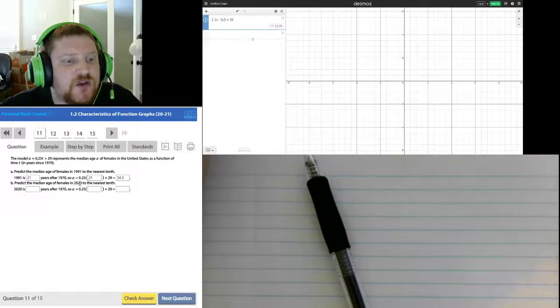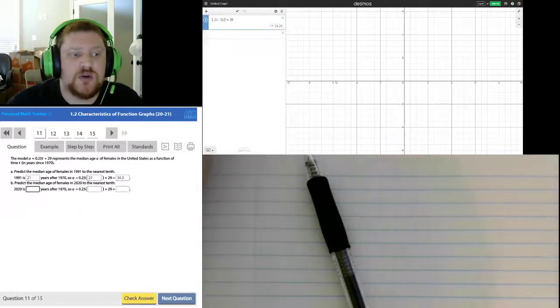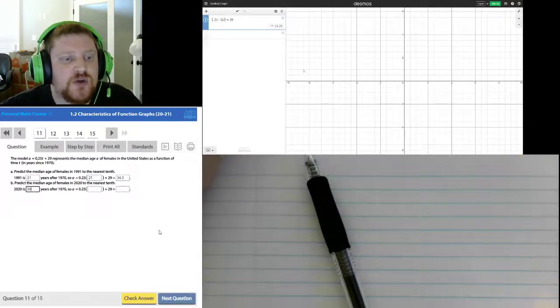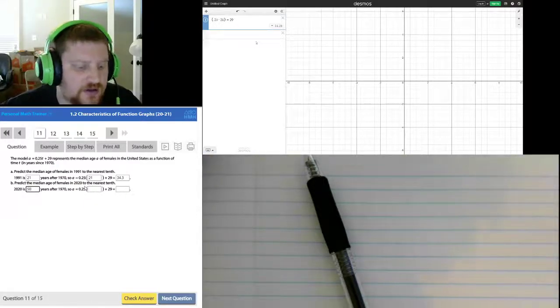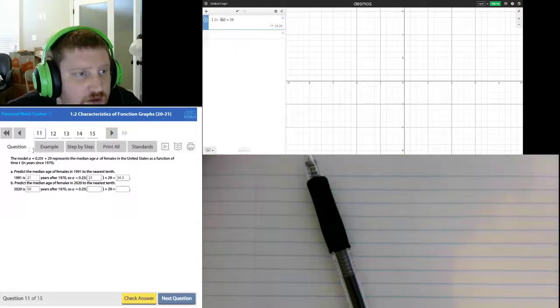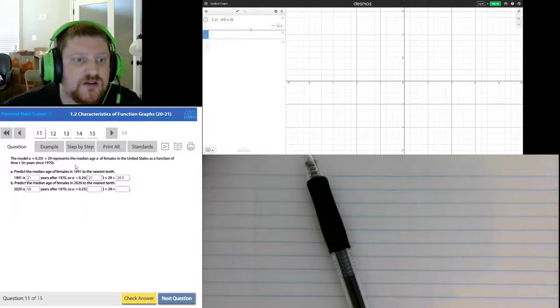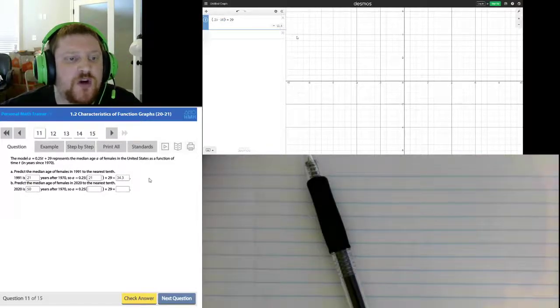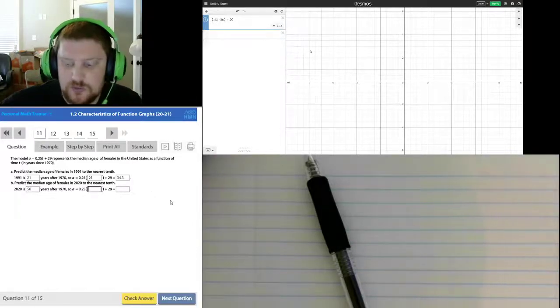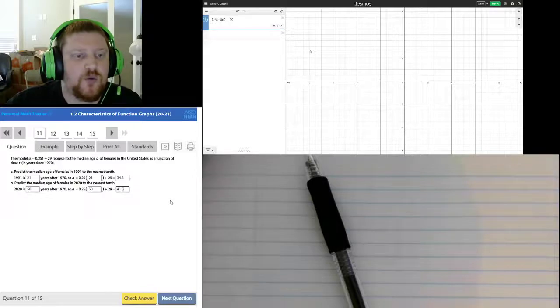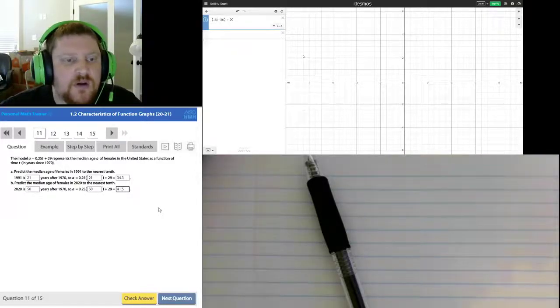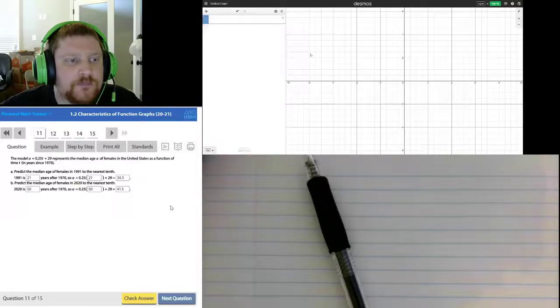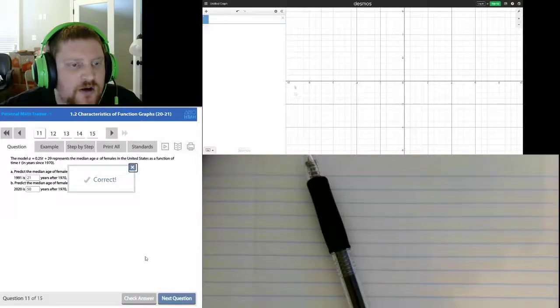Predict the median age of females in 2020 to the nearest tenth. Well, 2020 is 50 years. 2020 minus 1970 is 50 years. So we can do the exact same thing, except here, instead of 21, we're going to plug in 50. And our median age becomes 41.5. So we'll plug in 50 here, 41.5. Checking our answer.